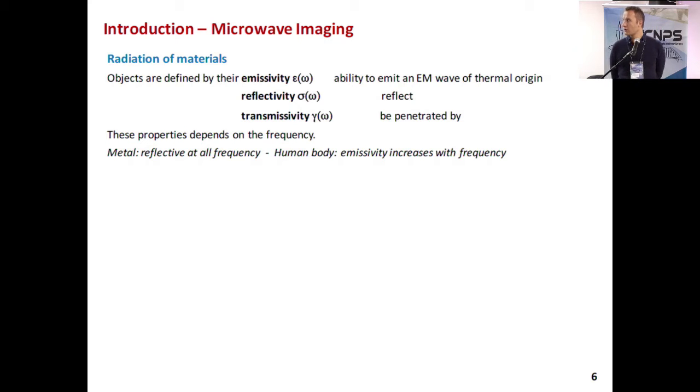A few words on the radiation properties of materials. Objects are characterized by their emissivity, epsilon. This is the ability to emit an electromagnetic wave of thermal origin. They are also characterized by the reflectivity, the ability to reflect the electromagnetic wave, and the transmissivity, the ability to be penetrated by an electromagnetic wave. Of course, all these properties depend on the frequency, omega. And just to give you some ideas, metal is of course reflective at all frequencies, and the human body has an emissivity that changes with the frequency, and we can say it increases with frequency.